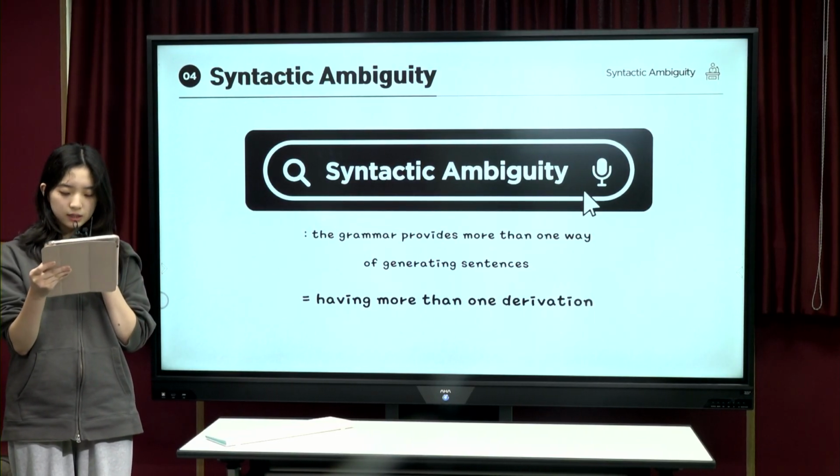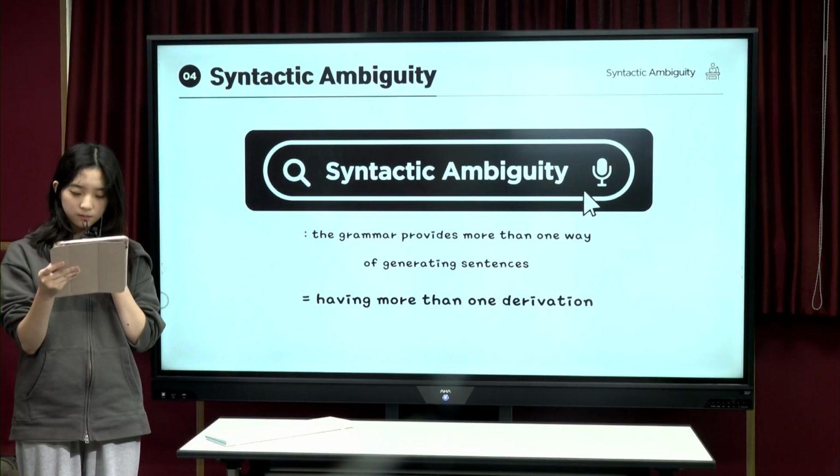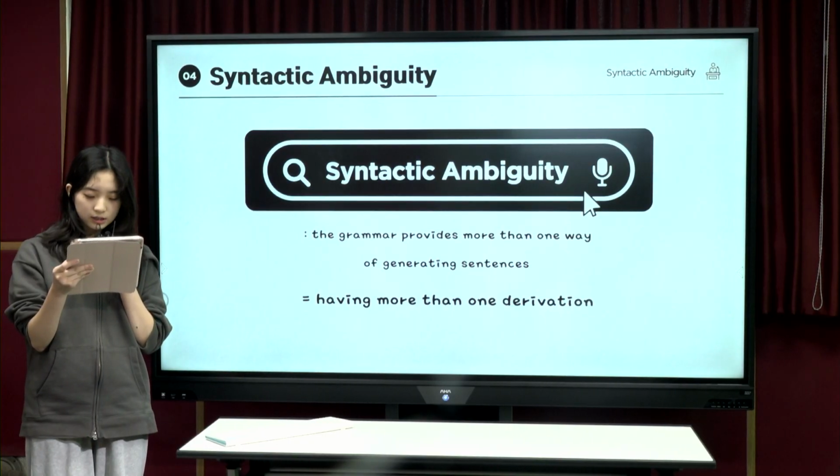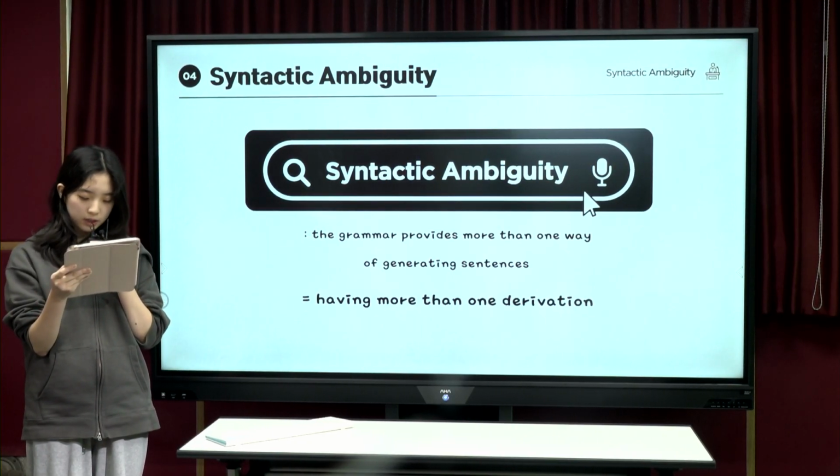Some kinds of sentences, such as, the chicken is ready to eat. However, you cannot say that these two ambiguities are the same because not all syntactically ambiguous sentences have more than one meaning.